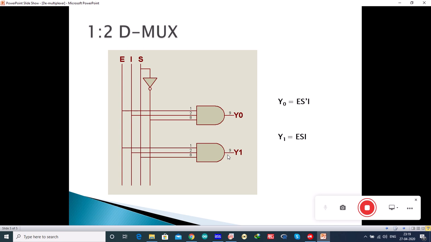We can also construct 1 to 4 Demux and 1 to 8 Demux in the same way, which we will be seeing in the next videos.